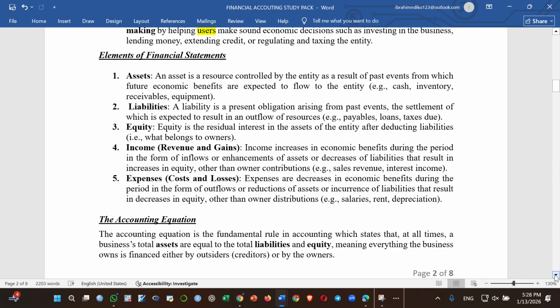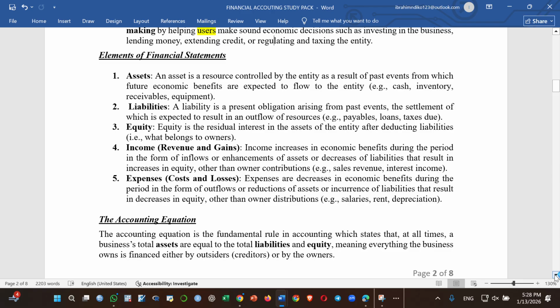Now, an asset is a resource which is controlled by an entity as a result of a past event from which we expect a future economic benefit. So that's a good definition of an asset. For example, an inventory is controlled by the management. If you have equipment or a motor vehicle that belongs to the company, it is controlled by the company as a result of a past event. Past event means you bought it in the past.